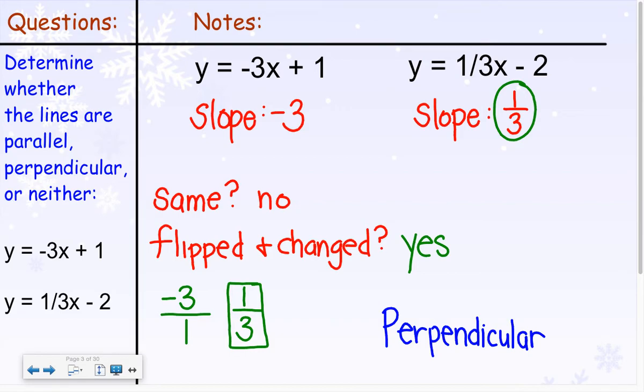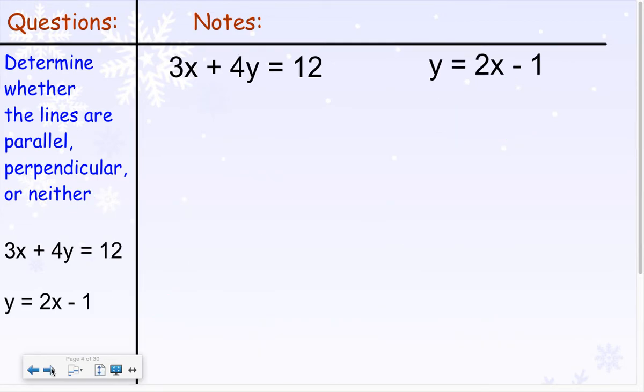So if I graphed those two lines, they would end up being perpendicular because the slopes are flipped and changed. All right, second one. So this one, the first equation is a little bit different than what we saw on the last slide because it is in standard form, not slope-intercept form.